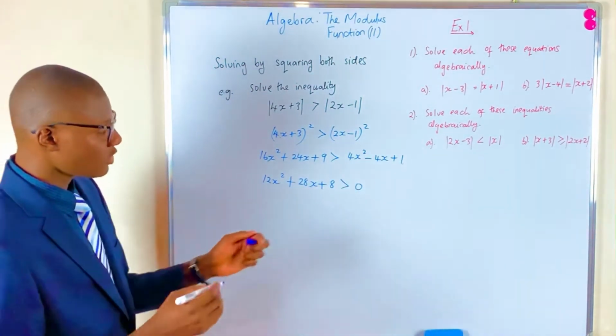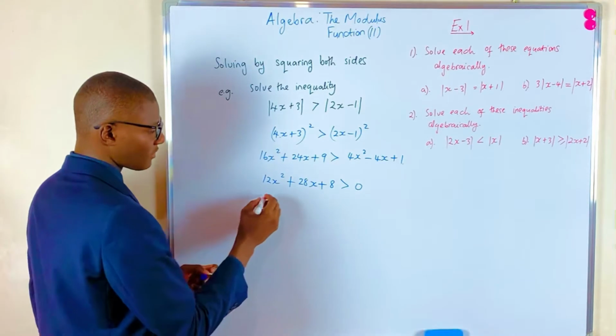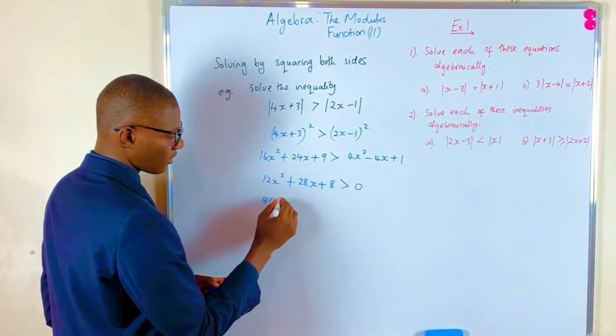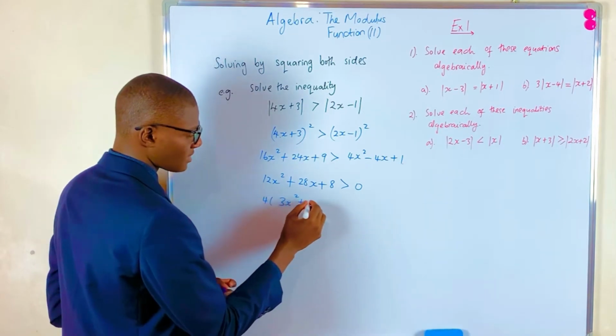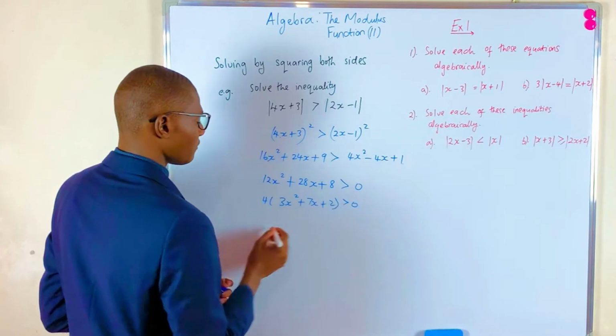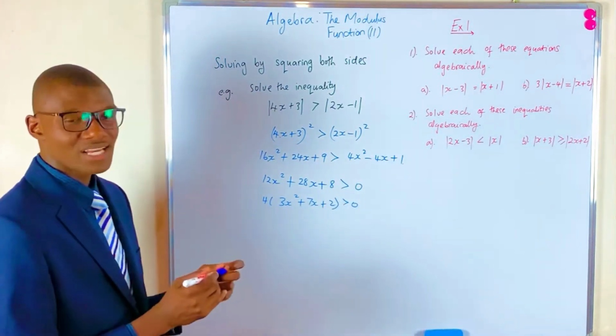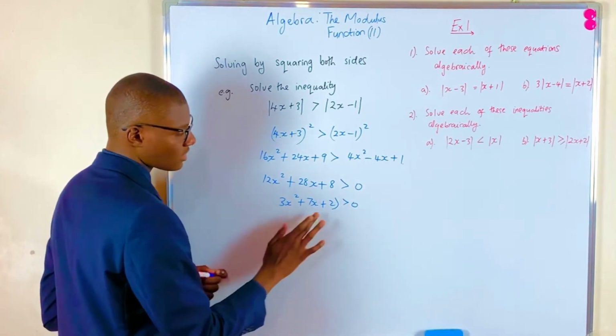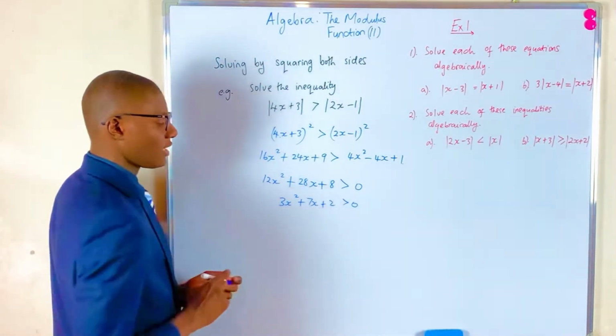Now if we factor out 4 here, we see that we've got 4 times (3x squared plus 7x plus 2) being greater than 0. Of course, if we divide both sides by this 4, we still get a 0 there. So it's just as good as removing these brackets, like this.